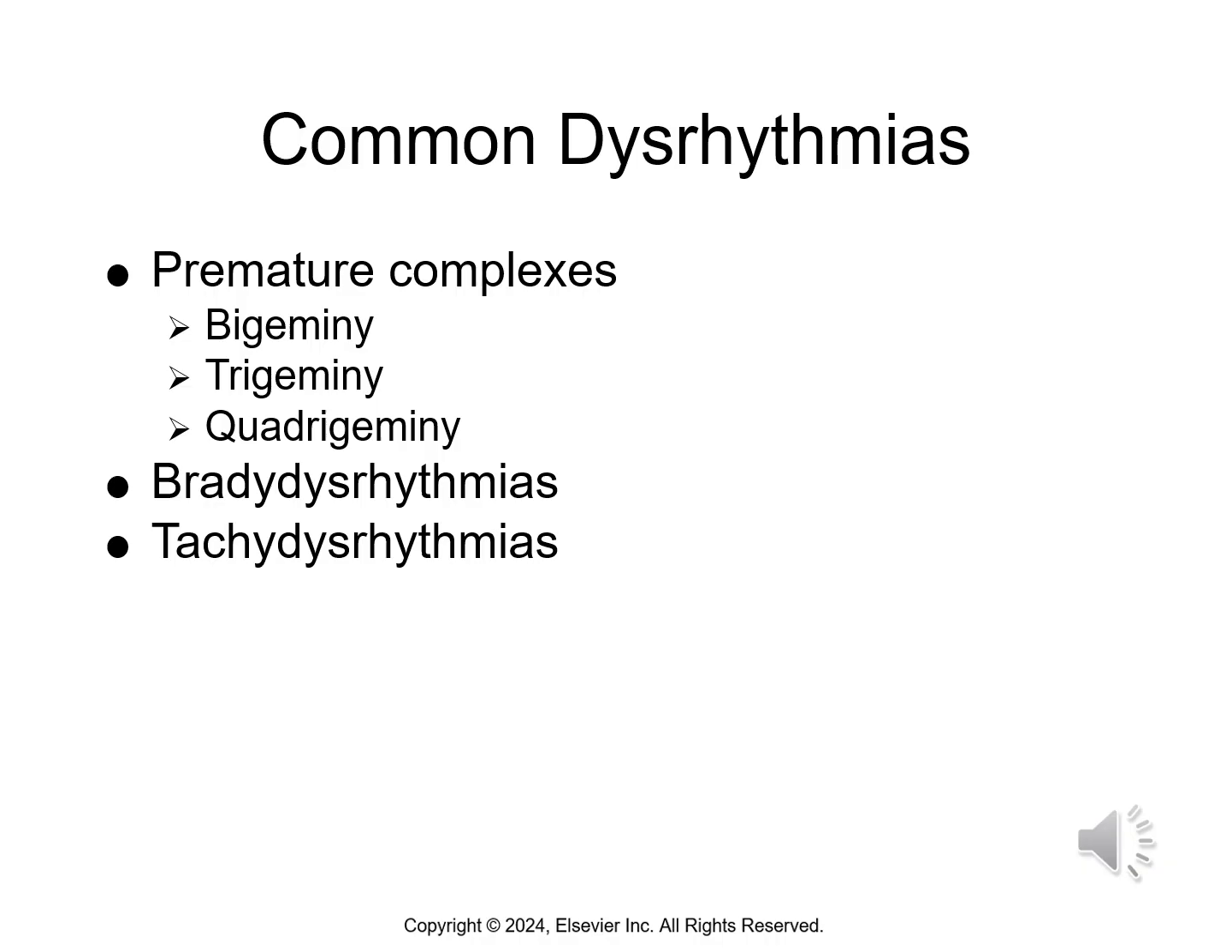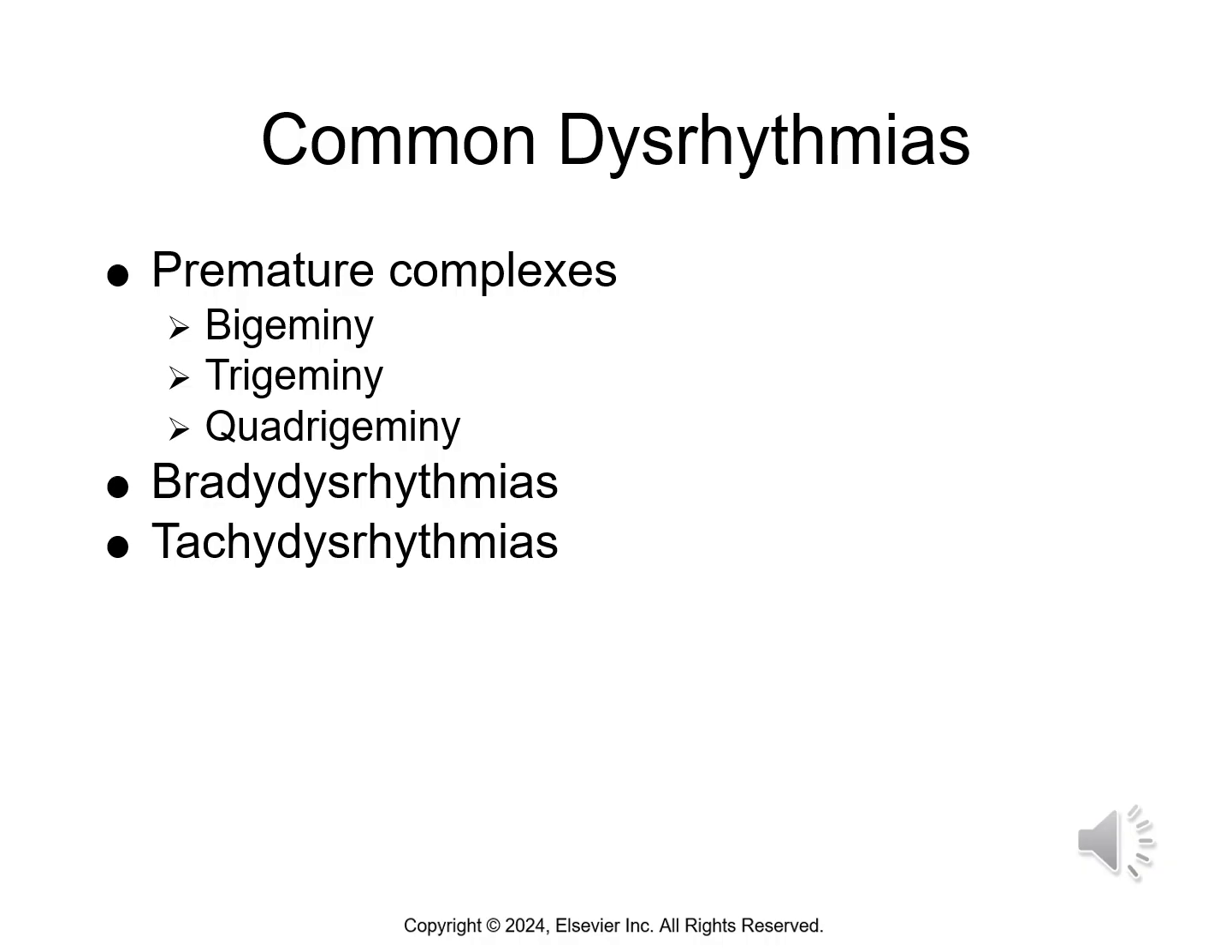Bigeminy exists when normal complexes and premature complexes occur alternately in a repetitive 2-beat pattern, with a pause occurring after each premature complex, so complexes occur in pairs. Trigeminy is a repeated 3-beat pattern, usually occurring as 2 sequential normal complexes followed by a premature complex and a pause, with the same pattern repeating itself in triplets. Quadrigeminy is a repeated 4-beat pattern, usually occurring with 3 sequential normal complexes followed by a premature complex, then a pause, with the same pattern repeating itself in a 4-beat pattern.